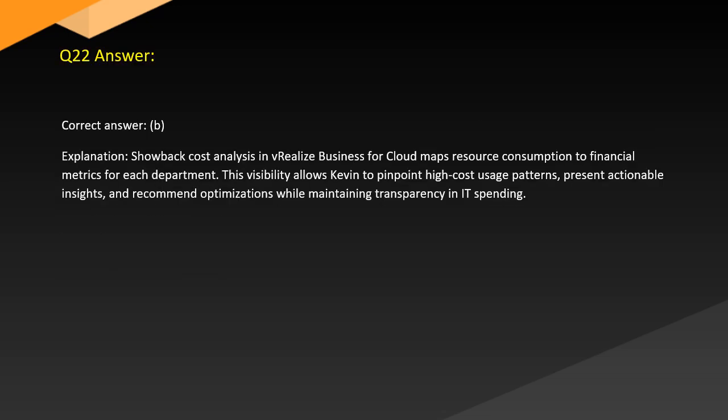Answer. Correct answer: B. Explanation. Showback cost analysis in Realize Business for Cloud maps resource consumption to financial metrics for each department. This visibility allows Kevin to pinpoint high-cost usage patterns, present actionable insights, and recommend optimizations while maintaining transparency in spending.